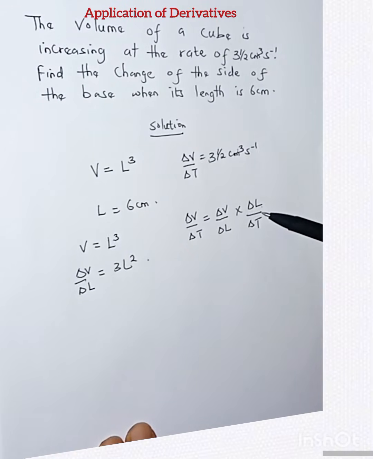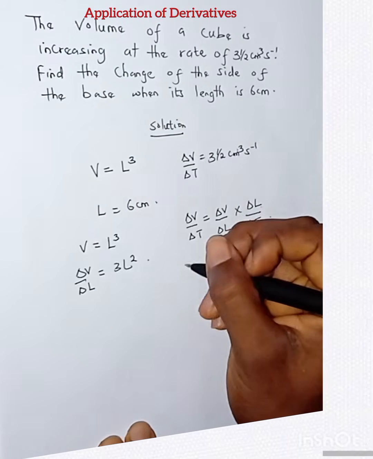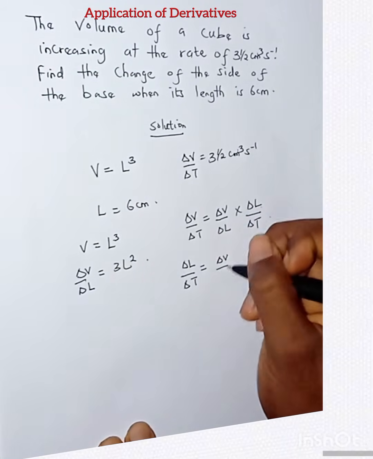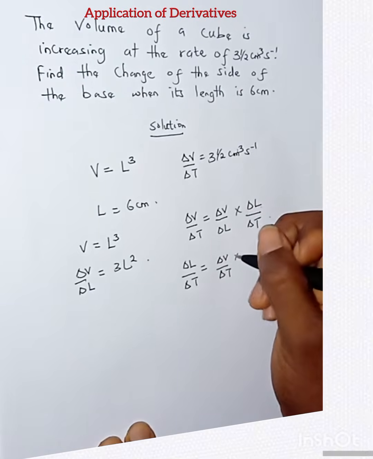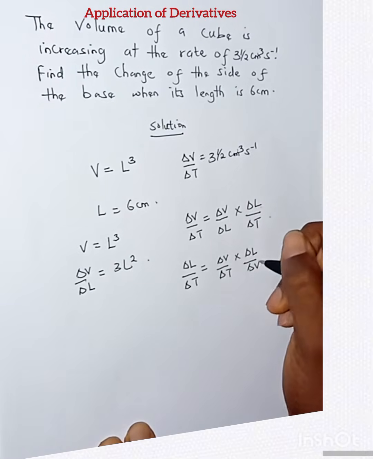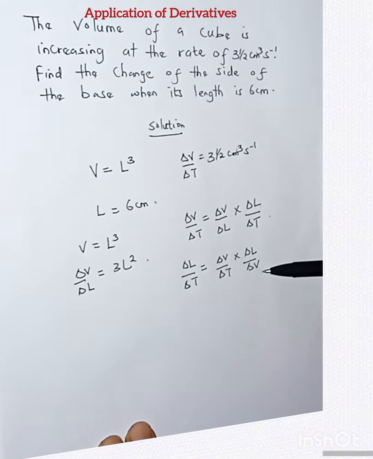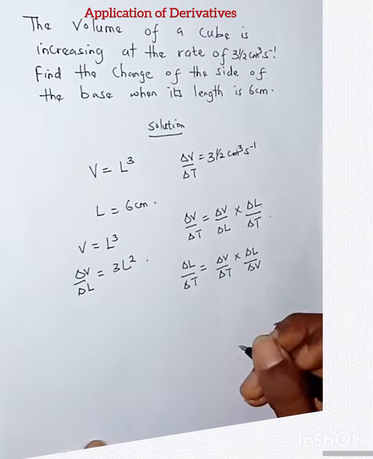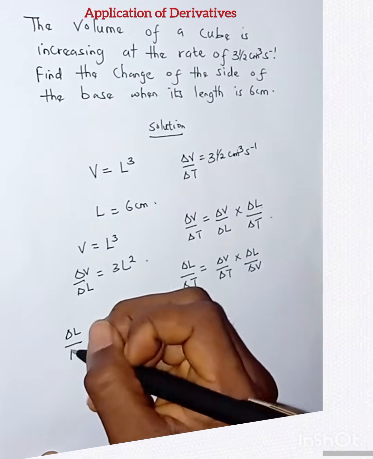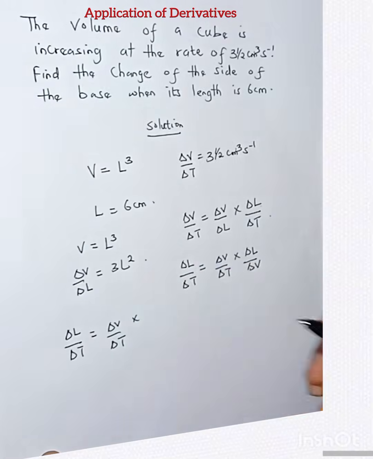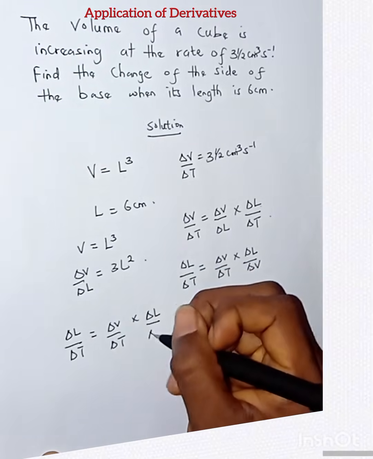That is the size, which is when we change the L, so the formula we have becomes the change in L over the change in T equals the change in V over the change in T times the change in L over the change in V. That is when we divide both sides by the change in V over the change in L. This is what it turns out to become.